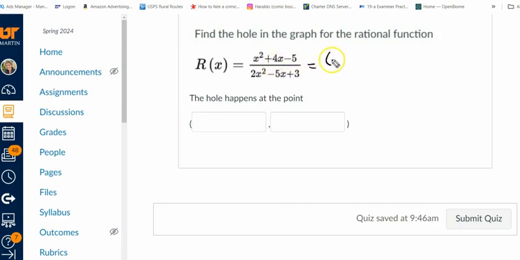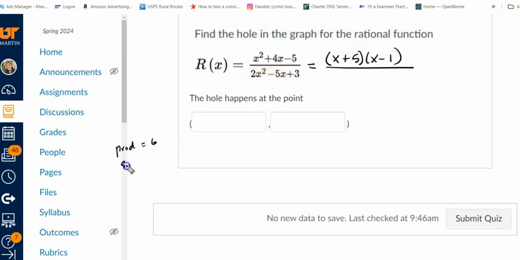The top will factor as x plus 5 times x minus 1. And what about this? I want two numbers whose product is 2 times 3 and whose sum is negative 5. So the two numbers are going to be negative 2 and negative 3. Negative 2 times negative 3 is positive 6, and negative 2 plus negative 3 is negative 5. So instead of that, I'm going to write that.